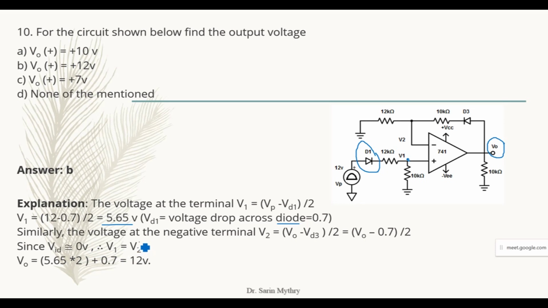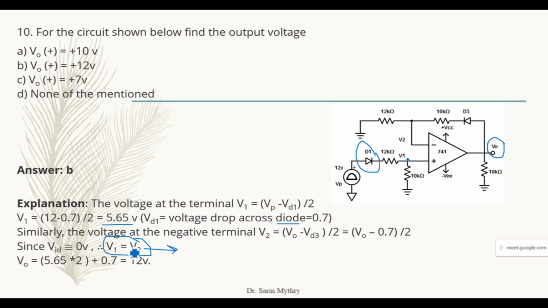How come V1 is going to be V2? It's the application of a concept we have studied here. The concept we have used over here is nothing else but the short circuit between these two voltages. Whatever the voltage present at V1 is also the voltage at V2. When you apply this concept here, V1 is equal to V2, and you're going to get this formula.